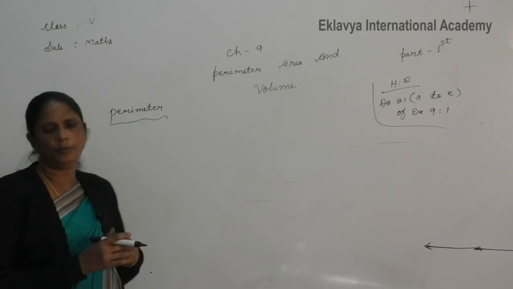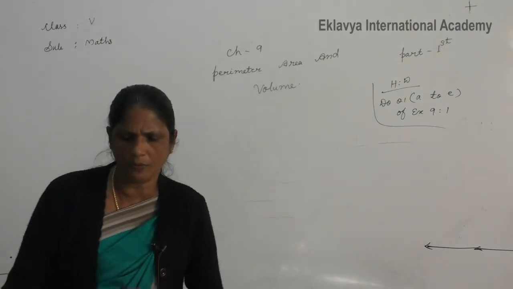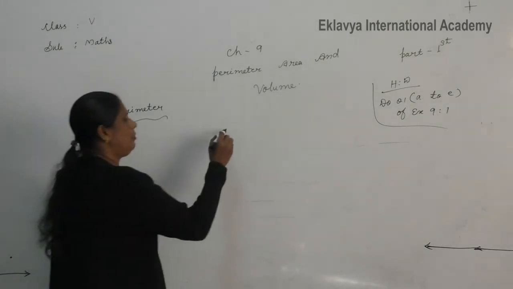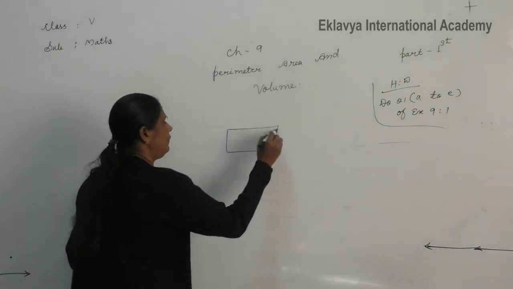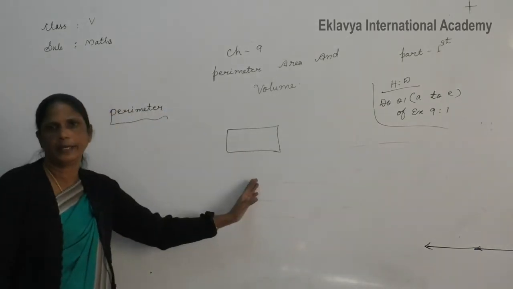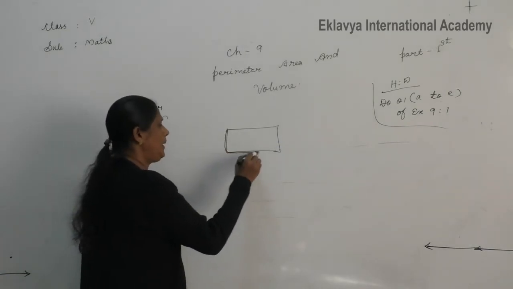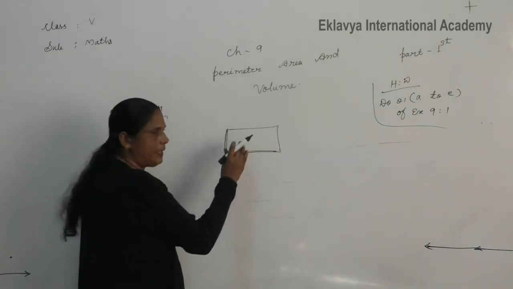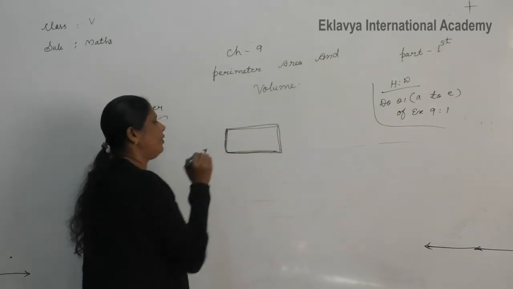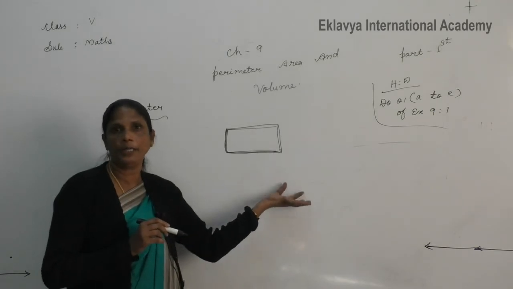What is the meaning of perimeter? Perimeter is the length of the boundary of a plane figure. Which figure is this? Rectangle. This is a plane figure, and this is the boundary. The length of the boundary of a plane figure is called perimeter.